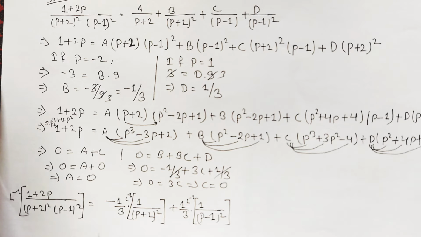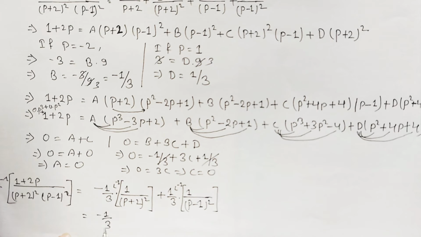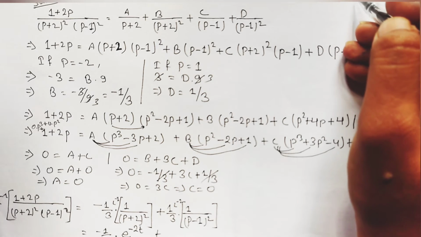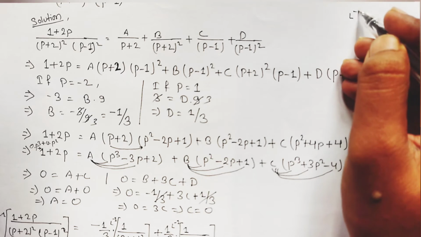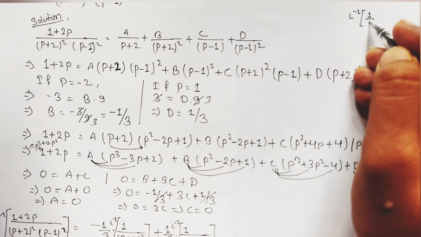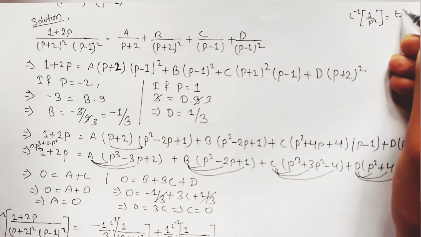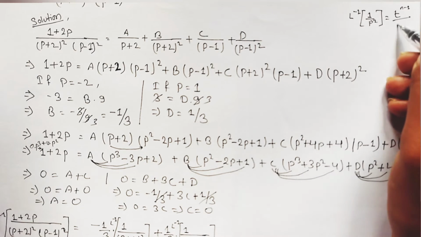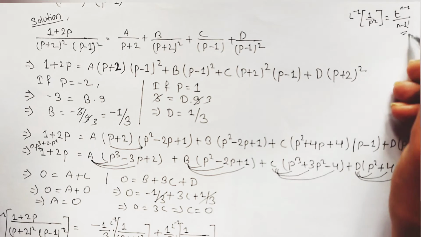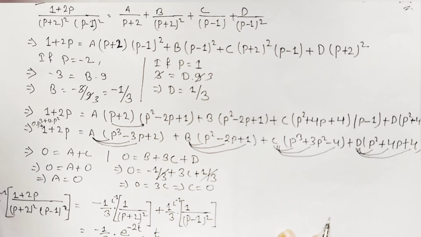Now use the formula, that is minus 1 upon 3 times p plus 2. So p plus 2 is going to be e to the power minus 2t times, and we have square, so square means t. Because we know that the inverse Laplace transformation of 1 upon p square is going to be t, because that is t to the power n minus 1 upon n minus 1 factorial. We know the formula, we have come to know from the previous lectures.